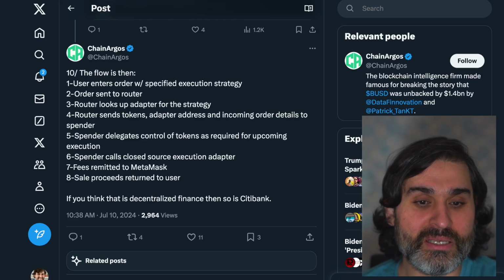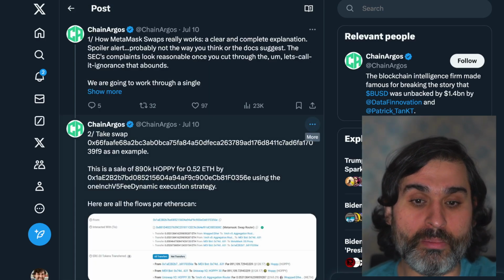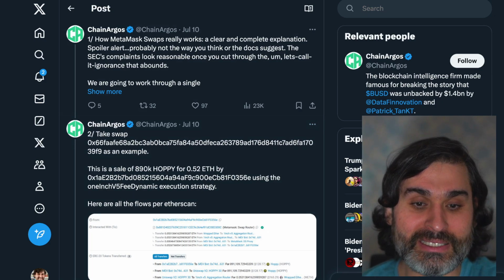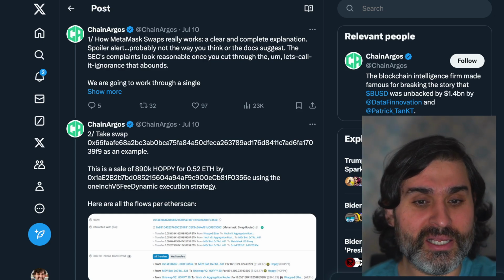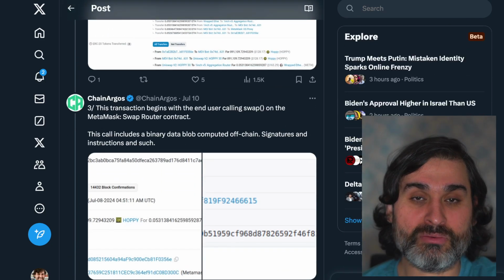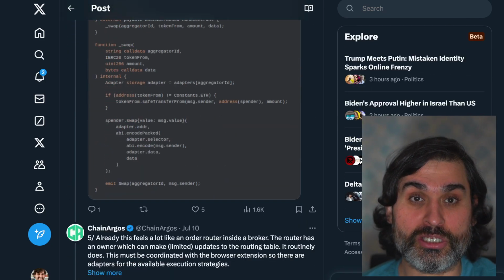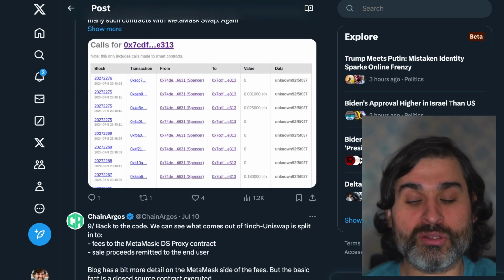Okay, next we have this post here from ChainArgos talking about MetaMask swaps and how they really work. And the idea is, could it be that the MetaMask swap function is actually a broker? Well, I won't read the whole thread to you all, but they kind of break down what the transaction looks like when you try to do a swap through the MetaMask front end in the wallet.